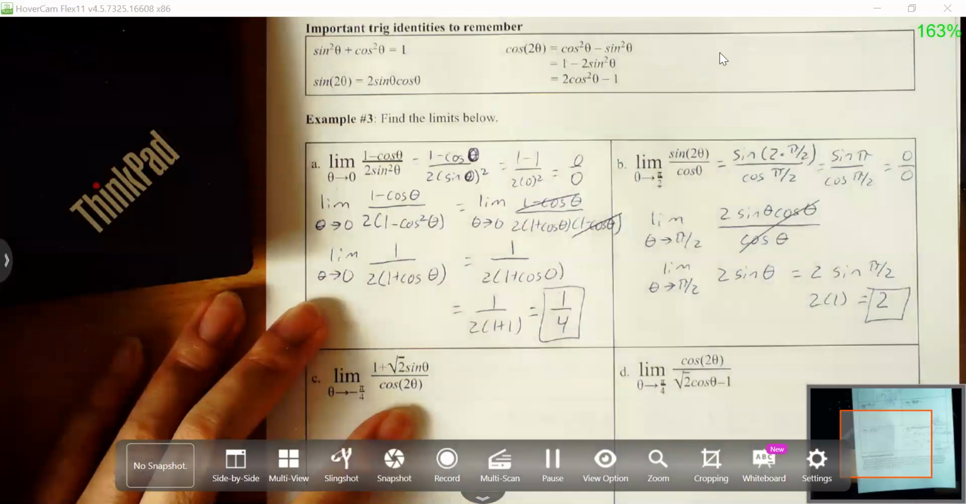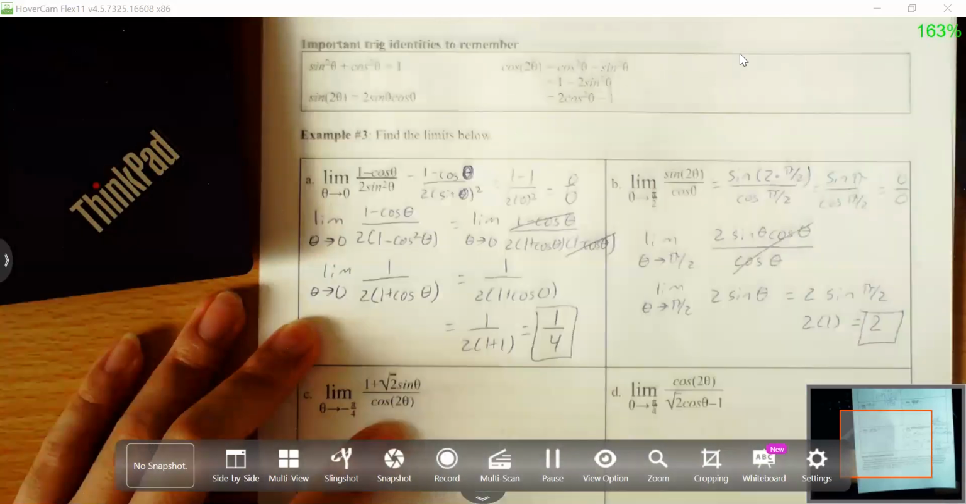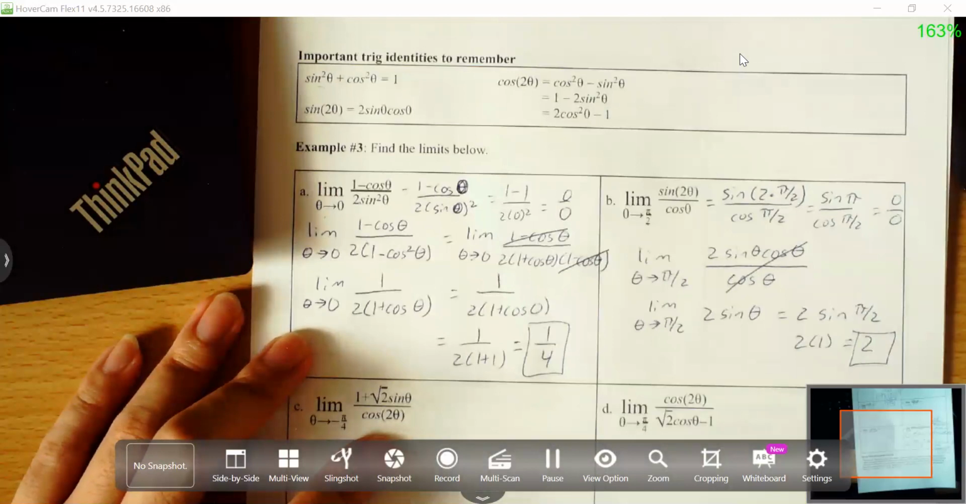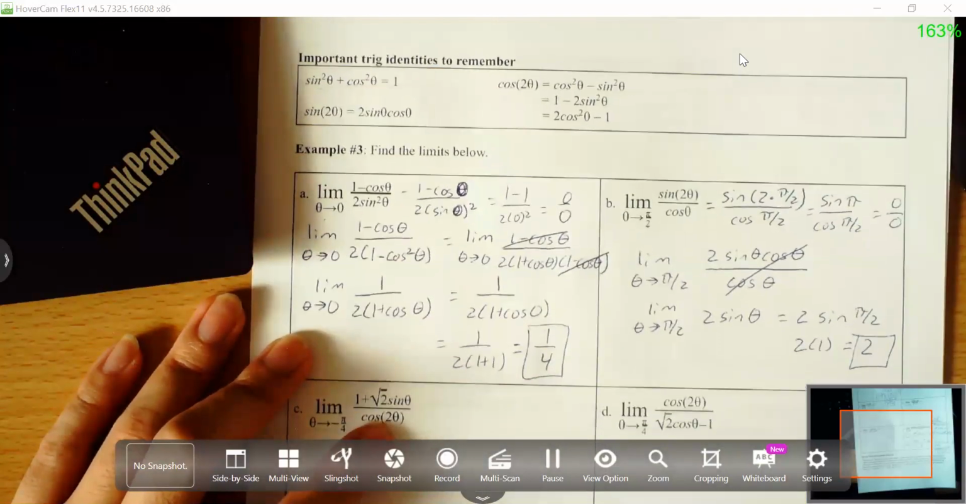Yeah, Caesar, 0 over 0 is not really wrong. It's called indeterminate form. And when you get 0 over 0, you have to do other techniques to find the limit. Because 0 over 0 does not mean there is no limit. It means that there might be a limit, but you can't do it by direct substitution.